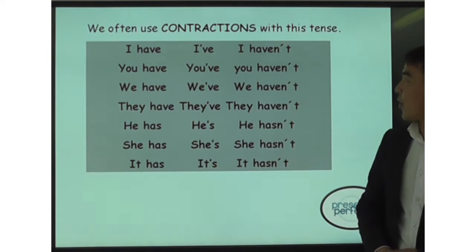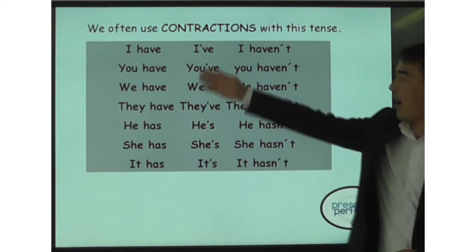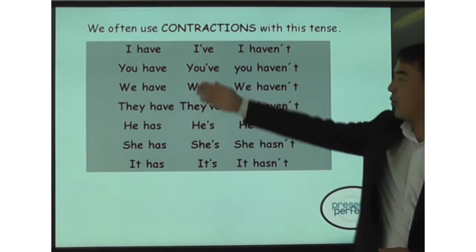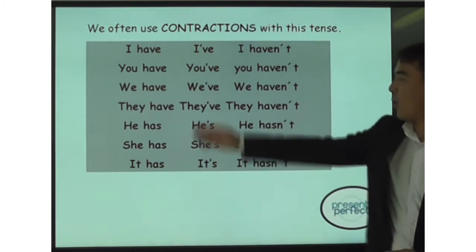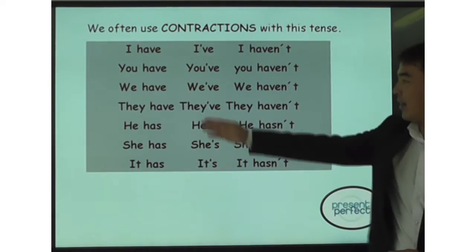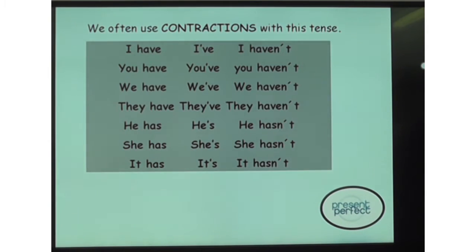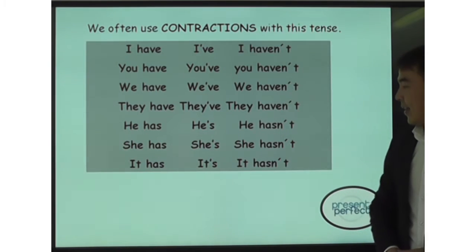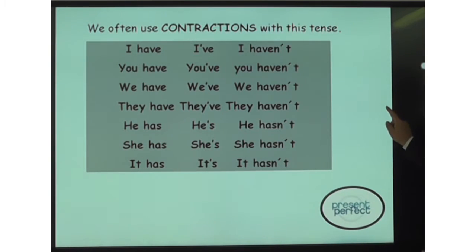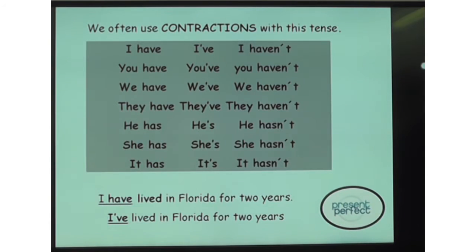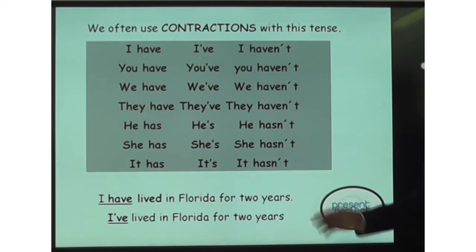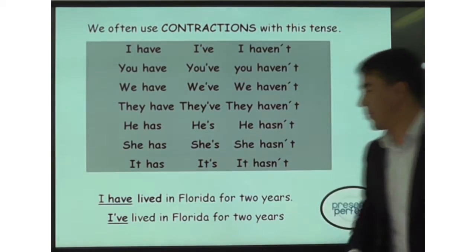We often use contractions with these sentences. I have, I've, here in the short forms, and I haven't. Or you have, you haven't. We have, we haven't. They have, they haven't. He has, he hasn't. She has, she hasn't. It has, it hasn't. For example, I have lived in Florida for 2 years. And in the short form of the sentence, I've lived in Florida for 2 years. And here the short form is I've.